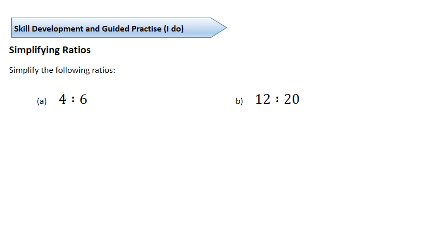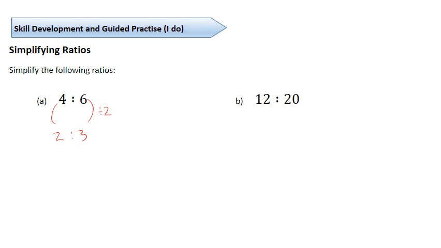So let's have a quick go at these ones. We've got 4 is to 6 and 12 is to 20. So let's have a look at this first one here. Looks like the highest common factor is 2. So I'm going to divide both by 2. And I get 2 is to 3.